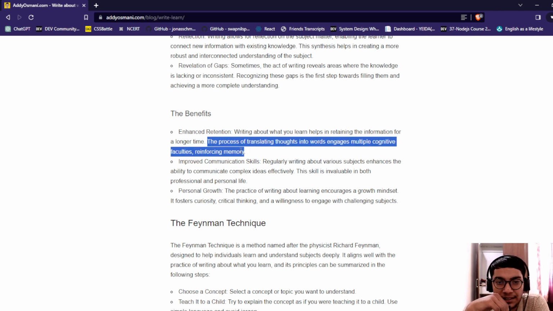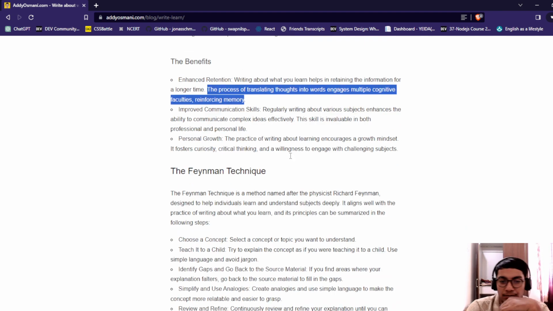The process of translating thoughts into words engages multiple cognitive faculties, reinforcing memory. Improved communication skills: regularly writing about various subjects enhances the ability to communicate complex ideas effectively. This skill is invaluable in both professional and personal life. Personal growth: the practice of writing about learning encourages a growth mindset. It fosters curiosity, critical thinking, and willingness to engage with challenging subjects.